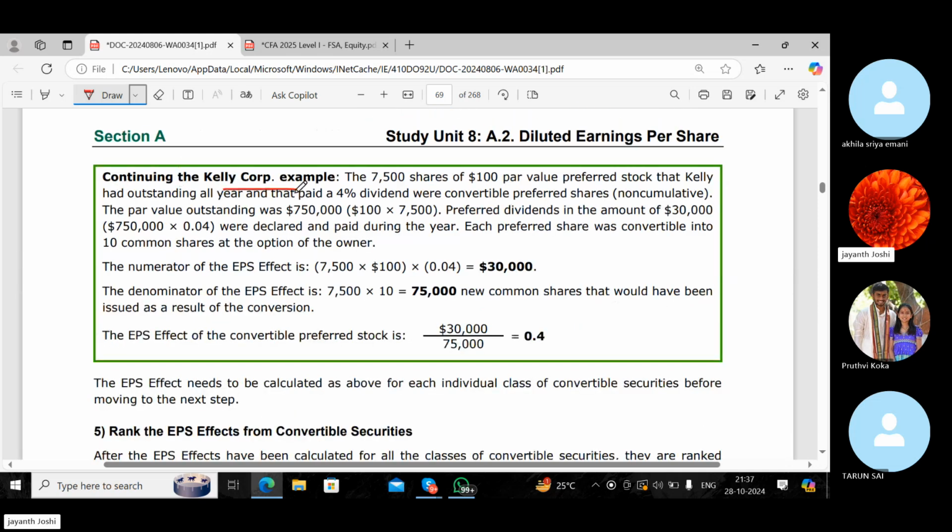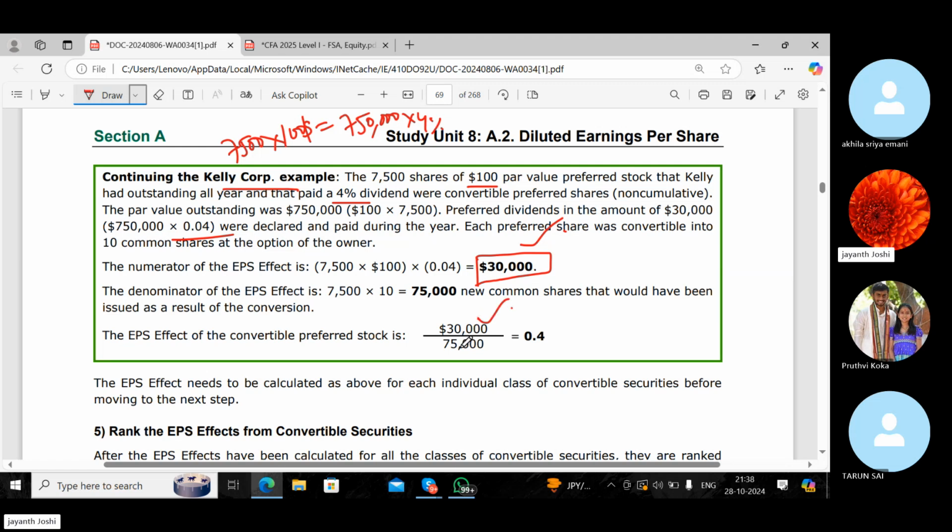Continuing the Kelly Corporation example, these 7,500 shares of $100 par value preferred stock that Kelly had outstanding all year, and that paid a 4% dividend. So you take 7,500 shares into $100, which is 7,50,000, into 4%. You get dividends of $30,000. And this $30,000 dividends would not be given to preferred holders. It will be given to the common shareholders.